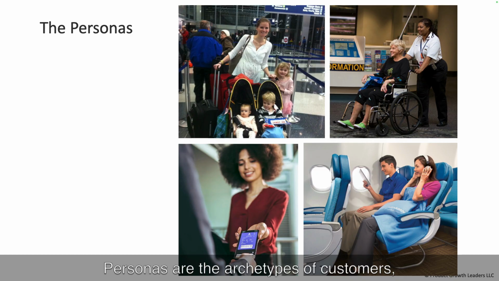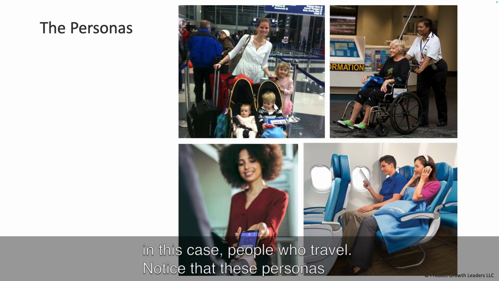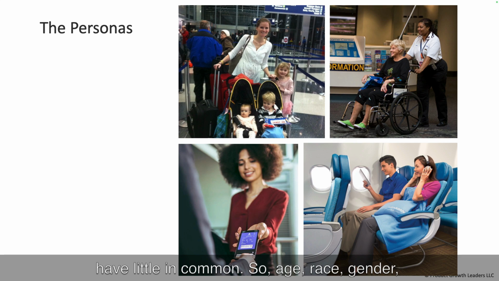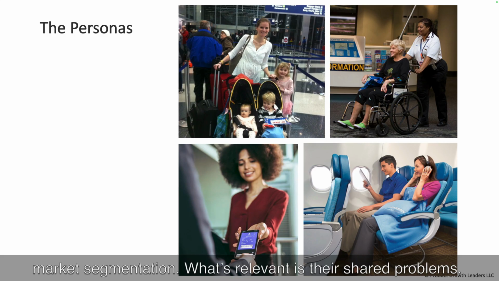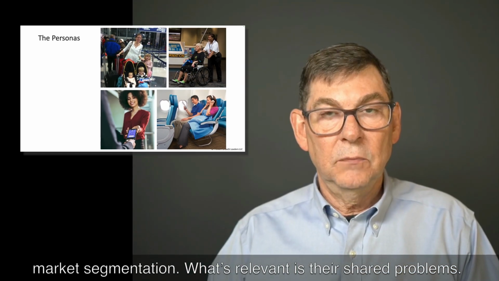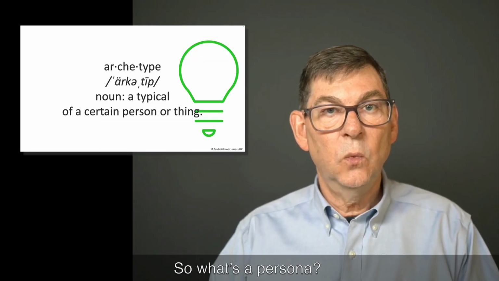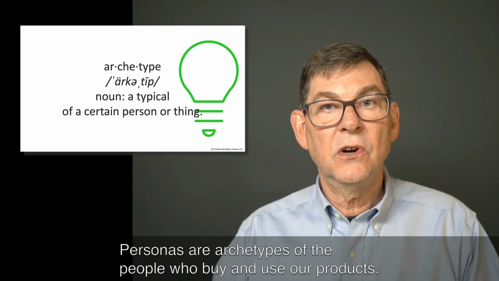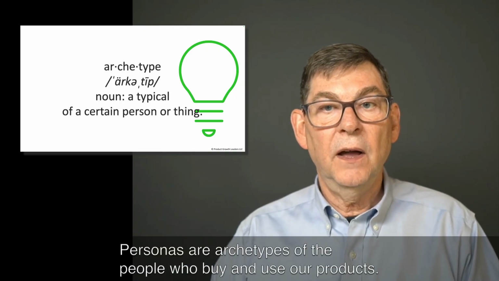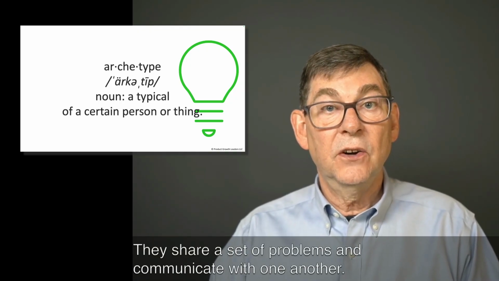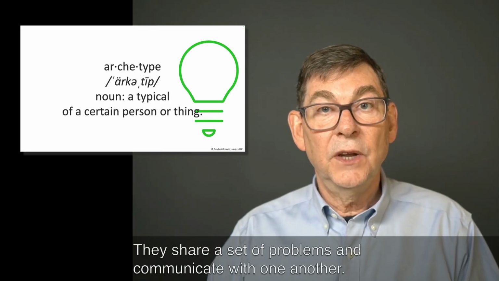Personas are the archetype of customers. In this case, people who travel. Notice that these personas have little in common. So age, race, gender, and other demographics may not be relevant for market segmentation. What's relevant is their shared problems. So what's a persona? Personas are archetypes of the people who buy and use our products. They share a set of problems and communicate with one another.